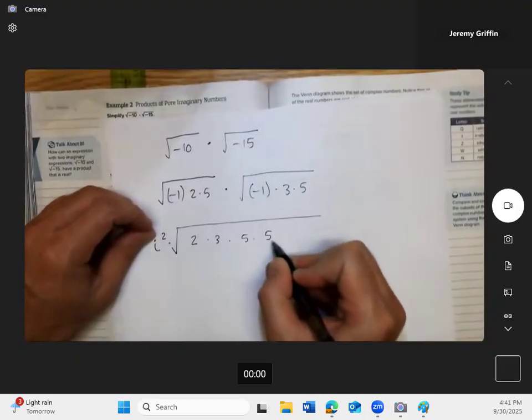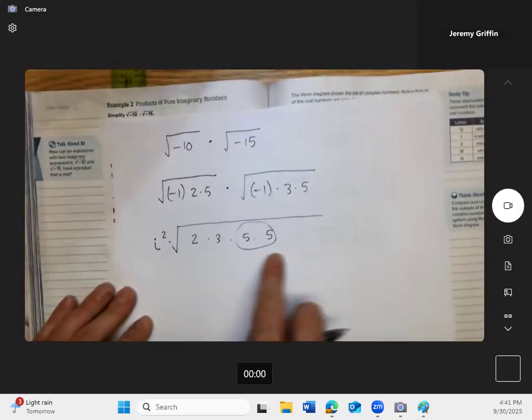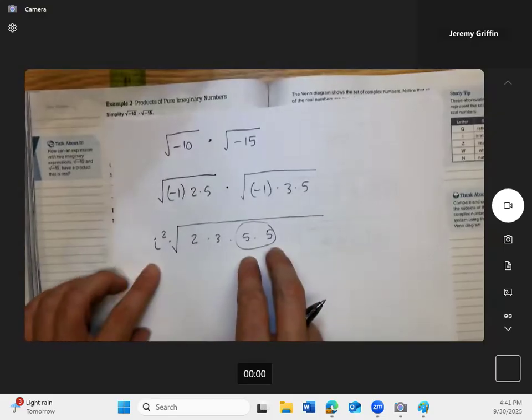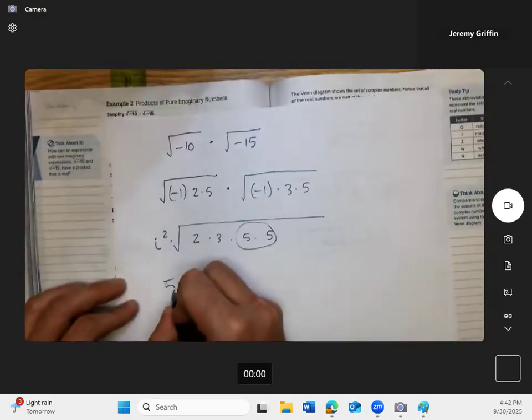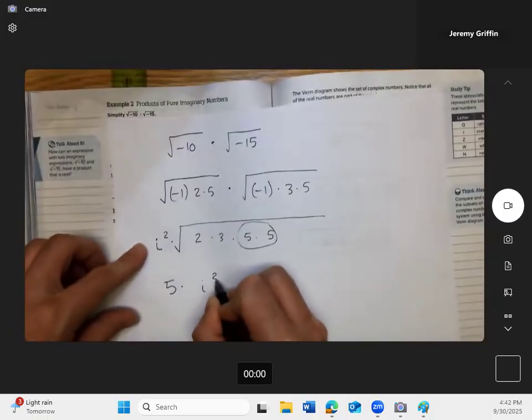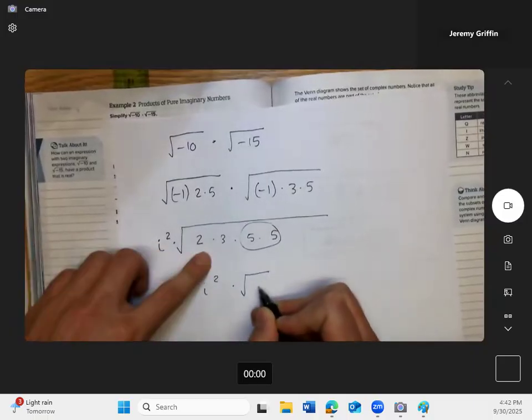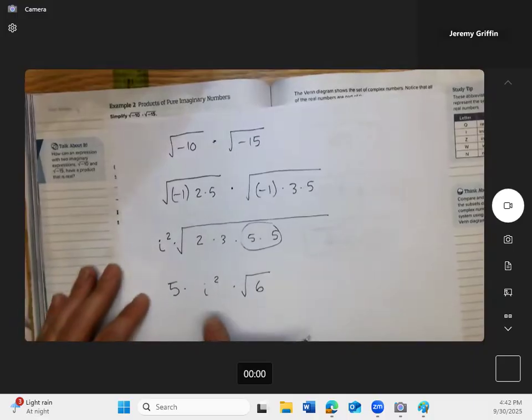Hey, look at that. There's a pair of numbers here and it's a root, so I can pull that out. 5 times 5 is 25, but the square root, that's just 5. So that's 5. I got an i squared, and then I got a square root of 2 times 3, which is 6 again.